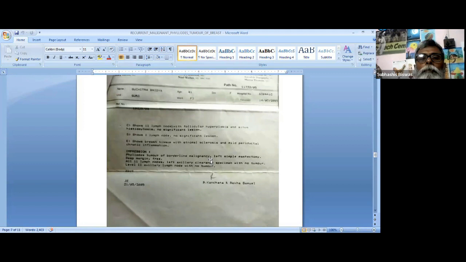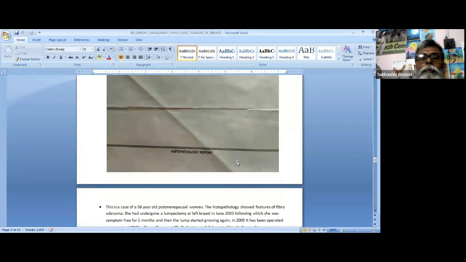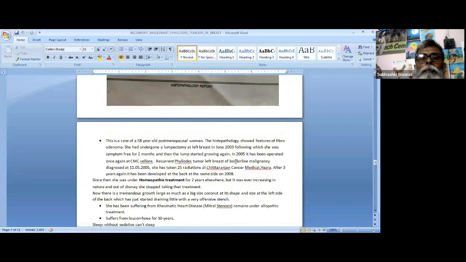In this case, you can easily see that when it became malignant, at the same time there were a few samples with borderline malignancy, and in a few samples it was having malignancy. Now let me enter the case.